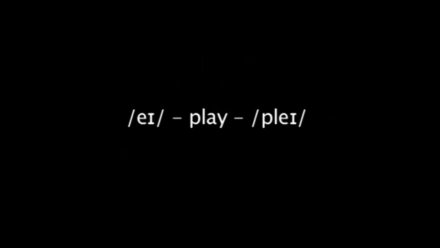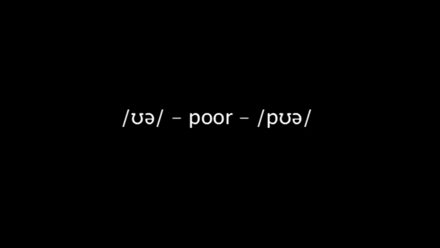First, we have a as in play, we have I as in fly, we have oi as in boil, we have o as in now, we have o as in go, then we have ear as in fear, we have air as in fair, we have finally u as in poor.